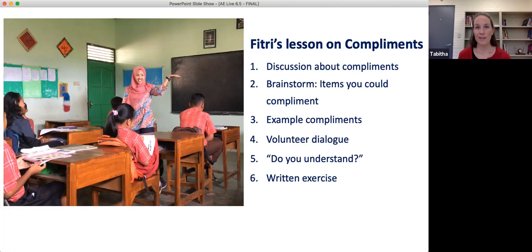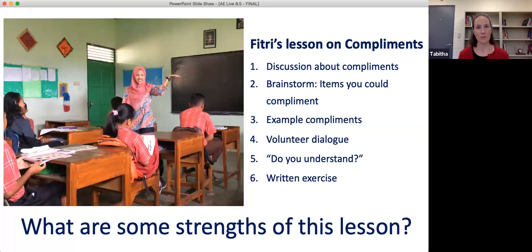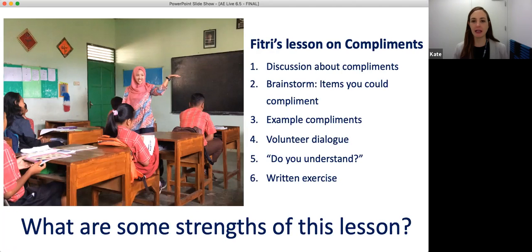So there are definitely some good things about this lesson. Let's start with the positive, and let me ask you guys, what do you think are some strengths of this lesson? What are some good things? Great, so what do you think, everybody? Tabitha explained the lesson. We can kind of see the outline here. What are some strengths? What are some things that Fitri did well as she was teaching this lesson?